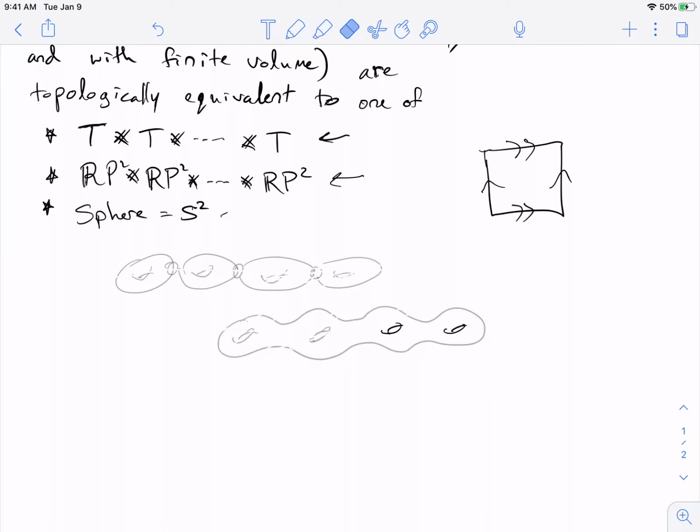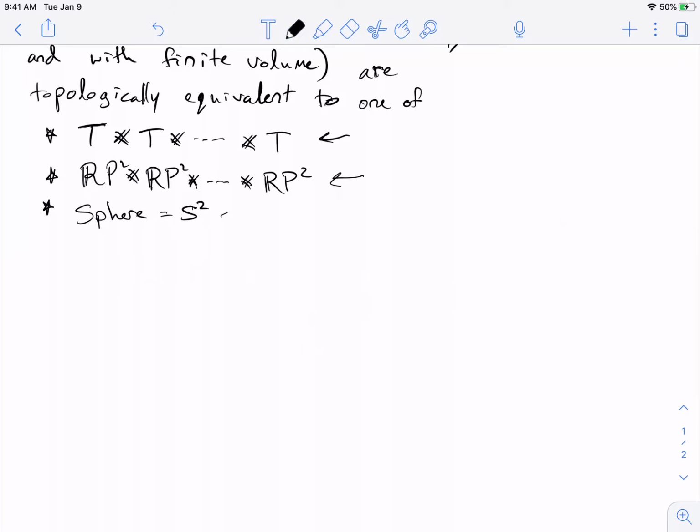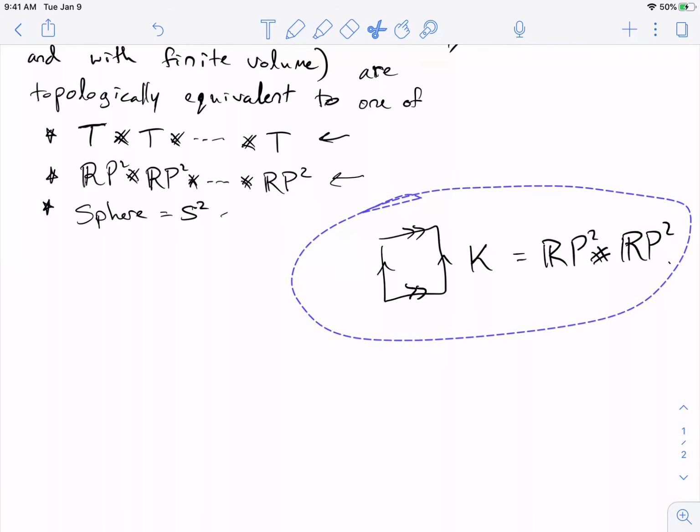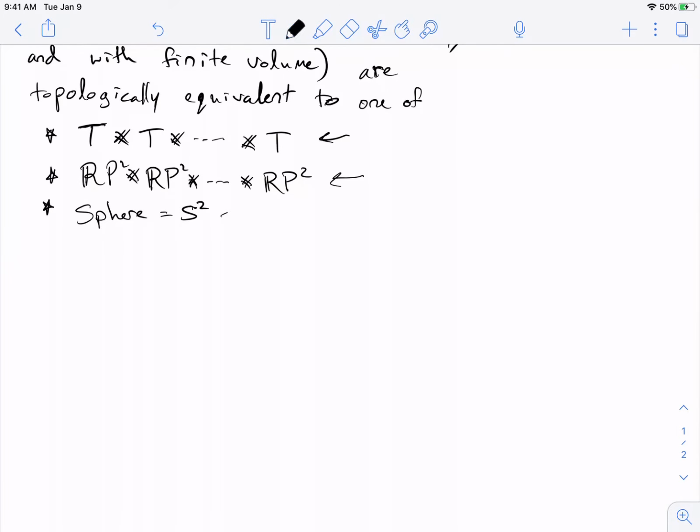And we've already seen that the Klein bottle, which doesn't immediately fit into one of these two categories, turns out to be equal to the connected sum of two copies of the real projective plane. So that gives us hope that a theorem like this might be true. Okay. But once you have this theorem, how might you go about proving it?